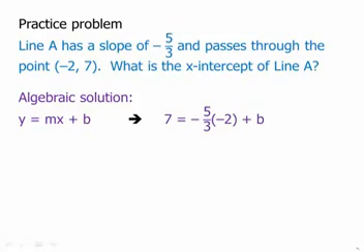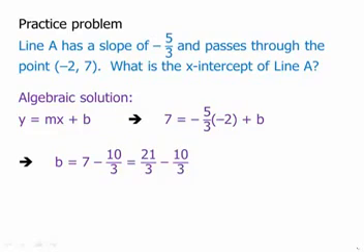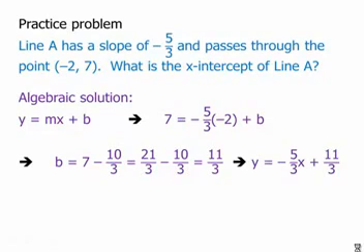We're going to plug that in. This will give us an equation for b. Of course, -5/3 times -2 is +10/3, and then b would be 7 minus 10/3. We find a common denominator, and then we subtract, and we get the y-intercept. So now we have the full slope-intercept form, the full y equals mx plus b form.